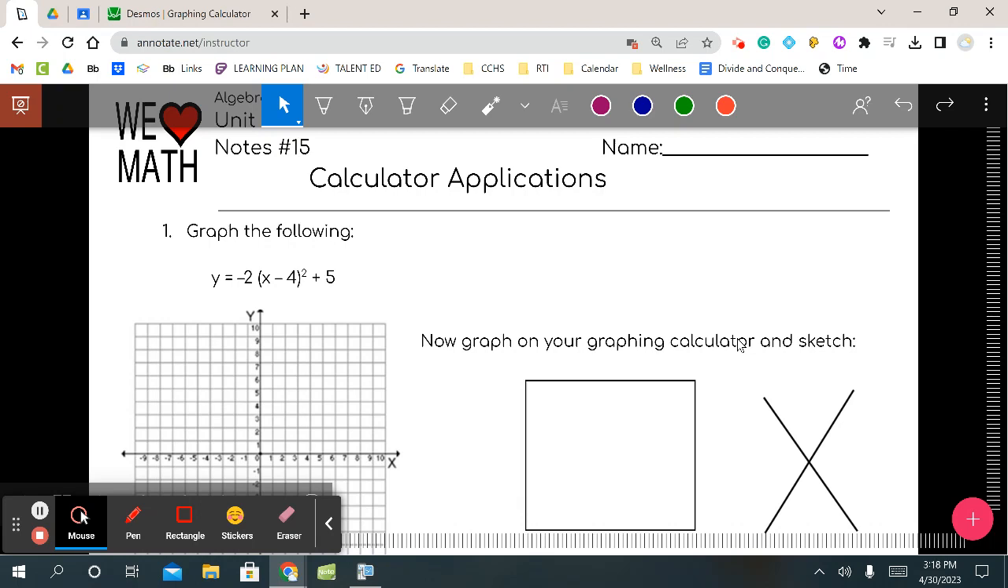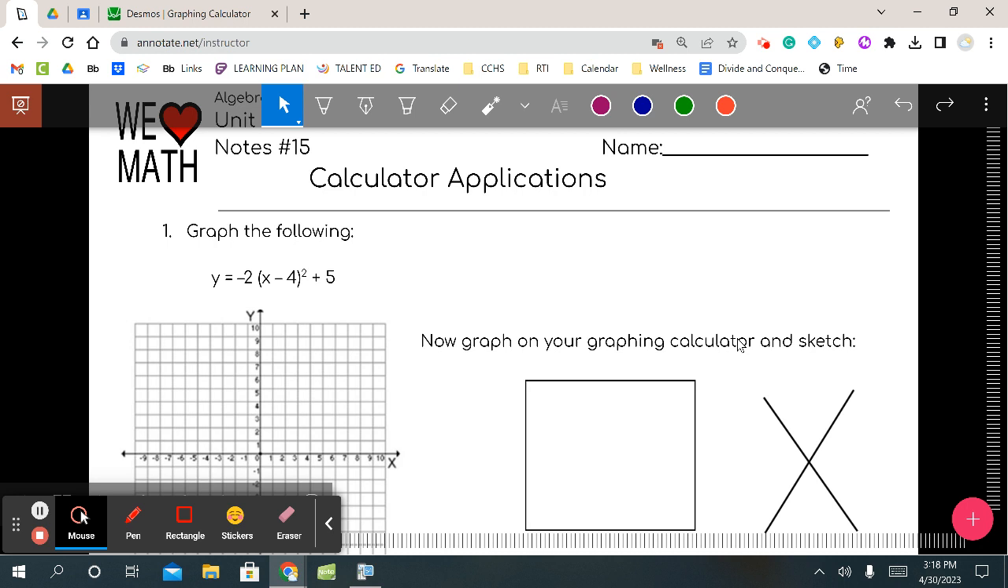Okay, today we're going to do Unit 5, notes number 15. So these are our calculator applications. With these, we're going to be graphing these in our calculator, and we're going to be identifying information about that quadratic function on our calculator. I'm going to specifically tell you what we're going to practice, what buttons we need to press on our calculator to get the information the question is asking.